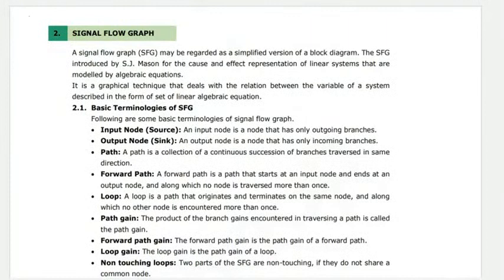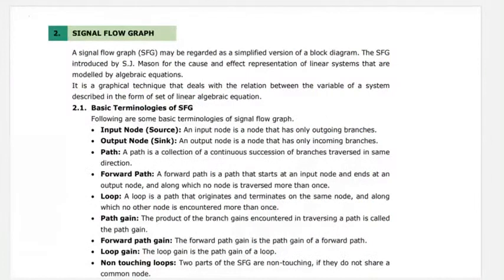It is a graphical technique that deals with the relation between the variables of a system described in the form of a set of linear algebraic equations. So the variables in a system, we bring them into a set of linear algebraic equations and then find the transfer function. So that is the purpose of the signal flow graph.